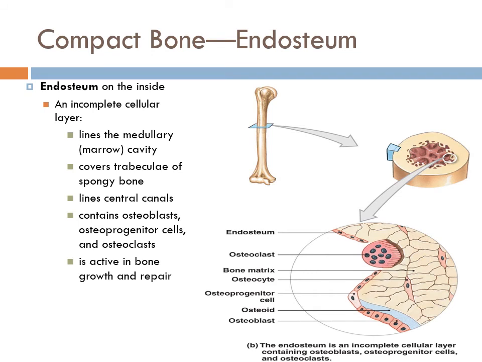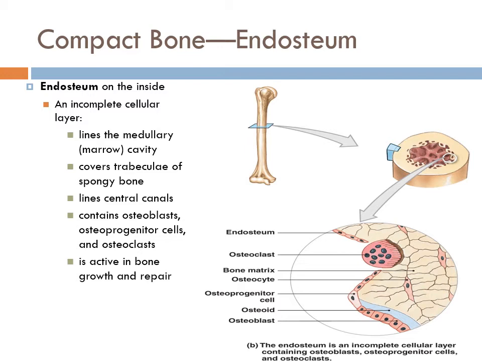Then there's also an endosteum. The endosteum is on the inside of bone. It is an incomplete cellular layer that lines the medullary cavity, which is also the marrow cavity, covers the trabeculae of spongy bone, so all of the spongy bone is covered with endosteum, lines the central canals where we have the blood vessels going up in the center of the osteons.